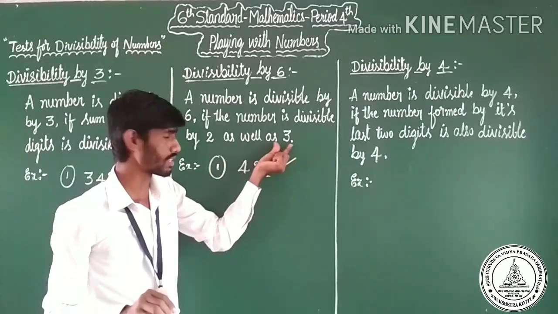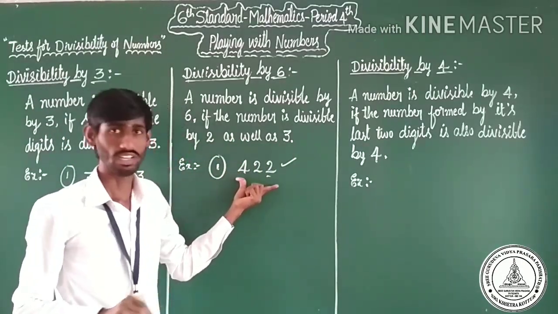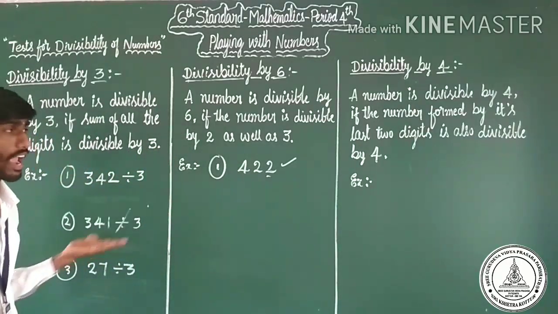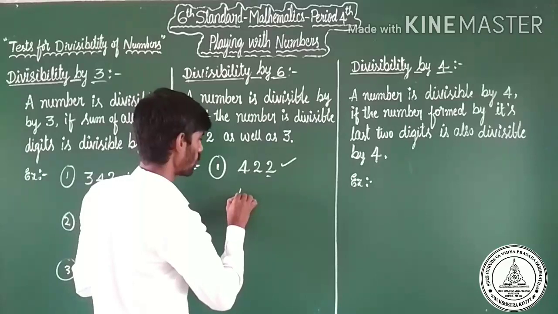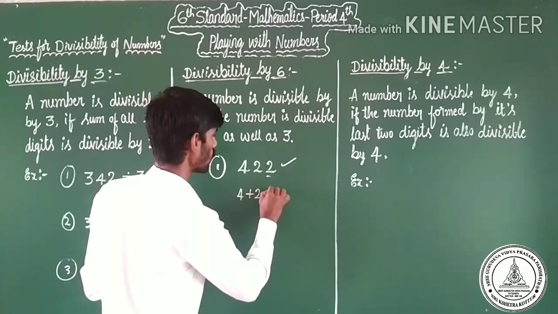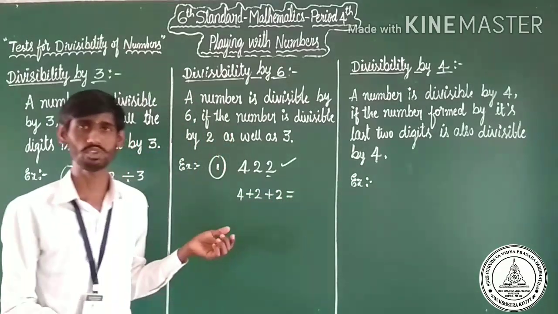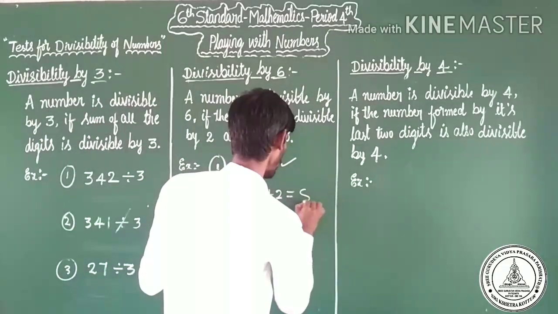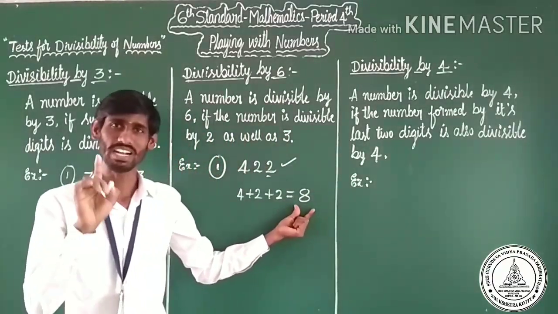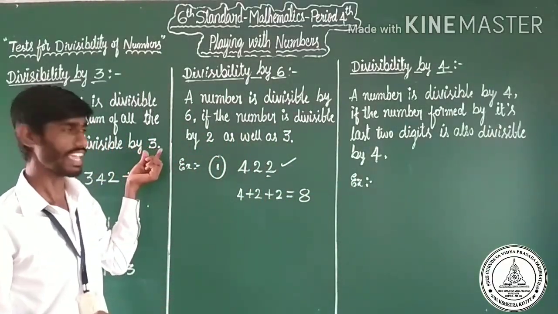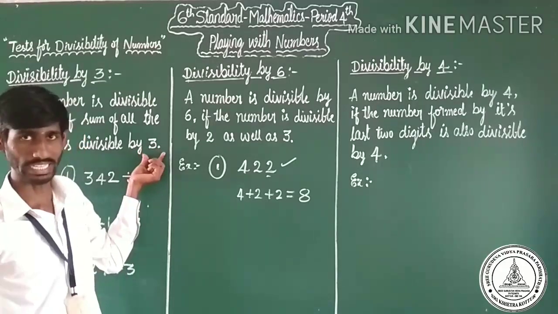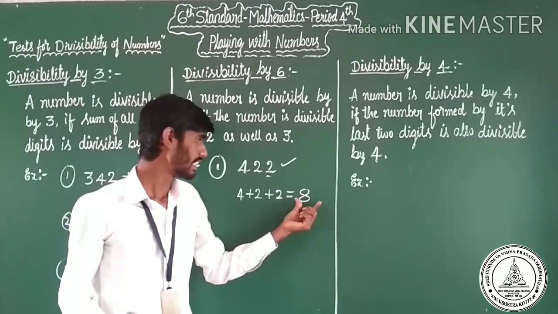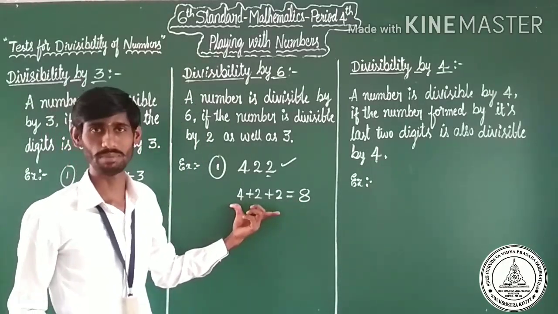One more question. Does it pass the divisibility by 3? What is the step for 3? How do we find divisibility by 3? Add the digits of the given number. Let us check: 4 plus 2 plus 2. What is the sum total? Observe here, 4 plus 2 is equal to 6. 6 plus 2 is equal to 8. Is 8 a multiple of 3? I mean, does 8 come in the table of 3? No. So it does not pass the divisibility by 3 rule.